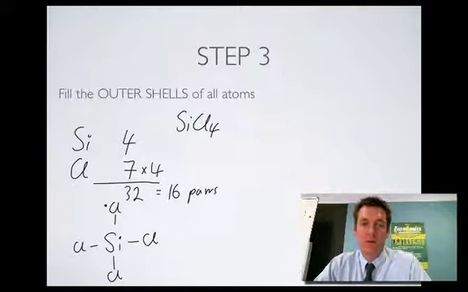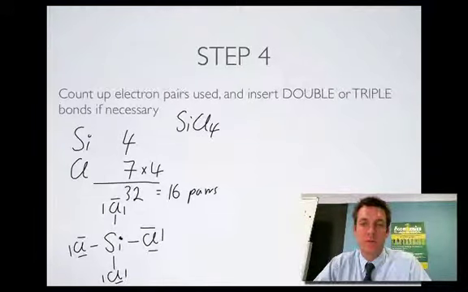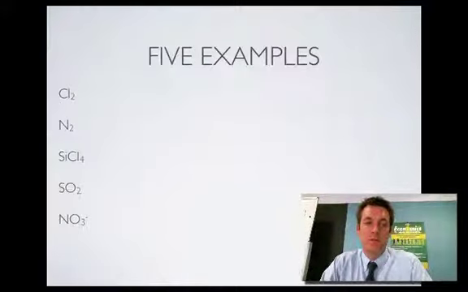Next step, fill the outer shells of all the atoms. 1, 2, 3 gives that chlorine 4. 1, 2, 3. 1, 2, 3. 1, 2, 3. And silicon's already got its 4 pairs, so it's got a full outer shell. Count up the electron pairs we've used and insert double or triple bonds if necessary. That's 16, so we're done.